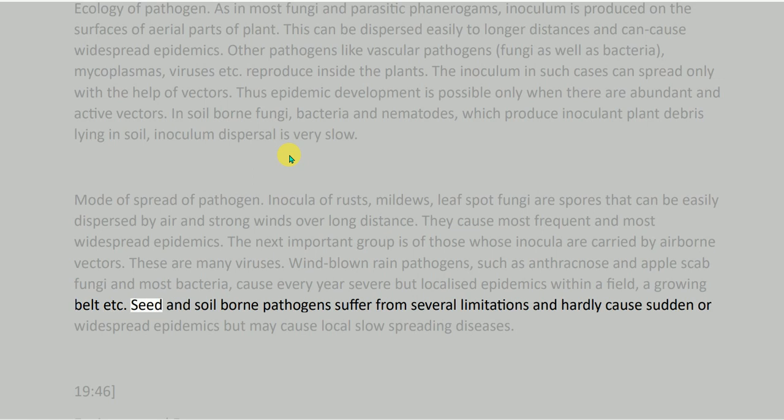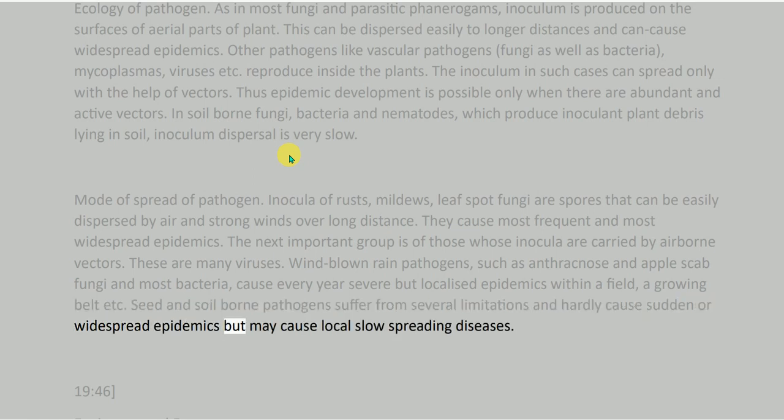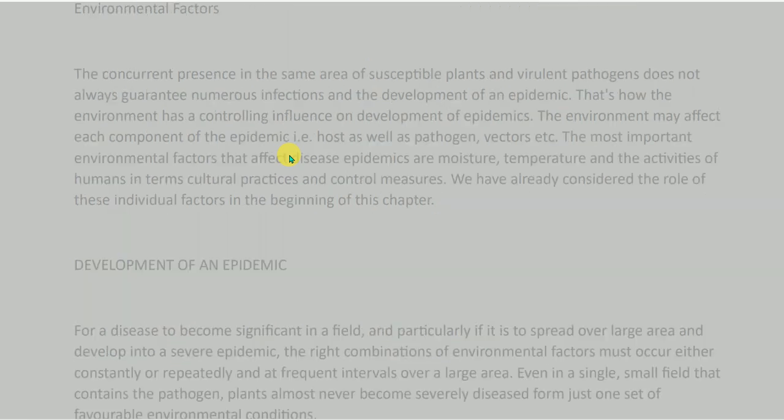Seed and soil-borne pathogens suffer from several limitations and hardly cause sudden or widespread epidemics but may cause local slow-spreading diseases. Environmental factors. The concurrent presence in the same area of susceptible plants and virulent pathogens does not always guarantee numerous infections and the development of an epidemic. That's how the environment has a controlling influence on development of epidemics. The environment may affect each component of the epidemic, i.e. host as well as pathogen, vectors, etc.